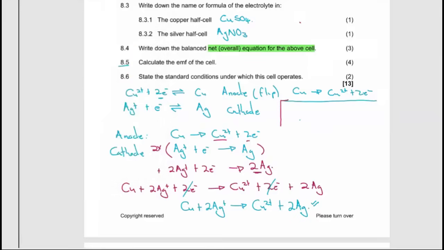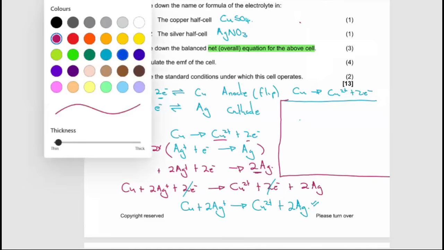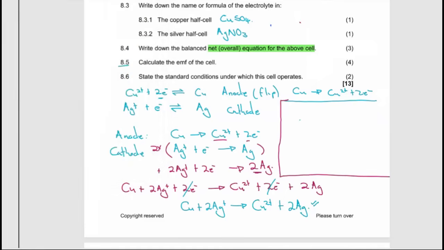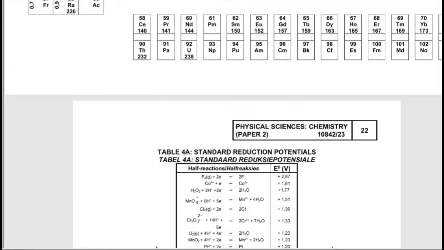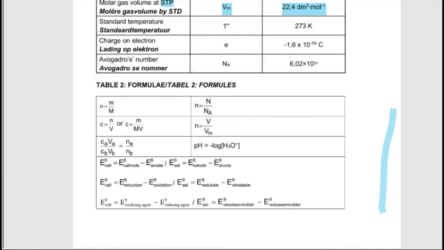Then after that, 8.5 says allow me to just divide that small space there. So for 8.5, I'll use a different color. It says calculate the EMF of the cell, right? So the EMF of the cell is equivalent to E theta cell. According to this, take note of this, we are going to write this as it is. It says E theta cell is equivalent to E cathode minus E anode, right? So I'm going to write that one down as it is.